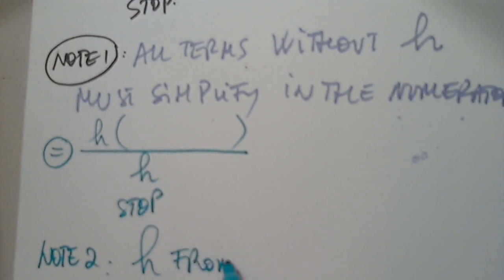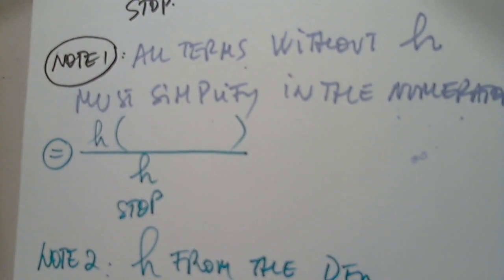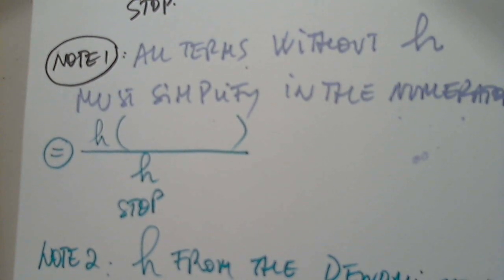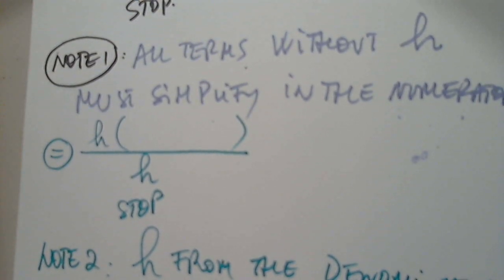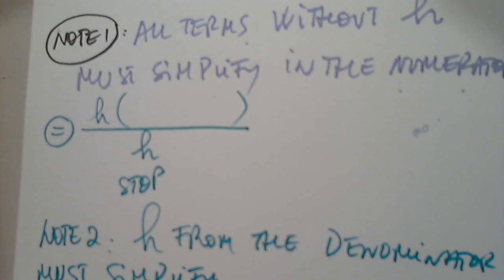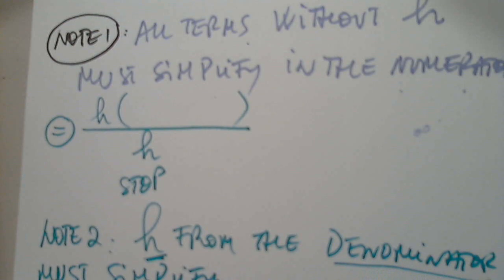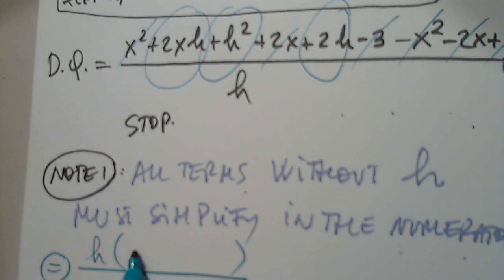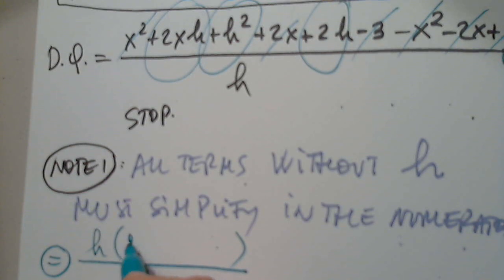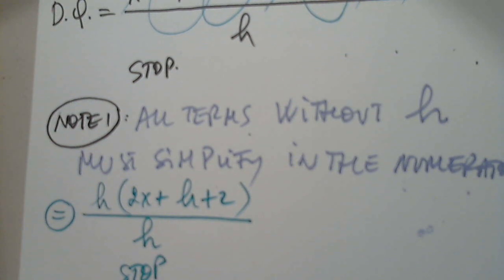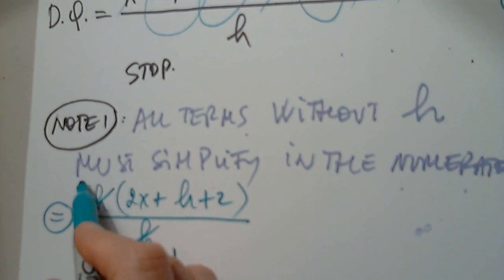h from the denominator must simplify. I'm not saying that there is no h left in the final answer. I'm only saying that h from the denominator must simplify. So can anyone tell us what to write here? h times 2x plus h plus 2. Excellent.